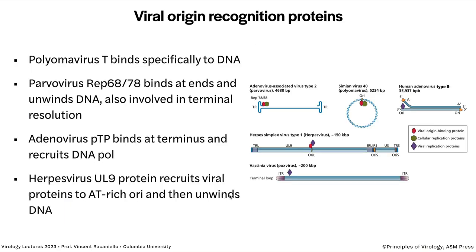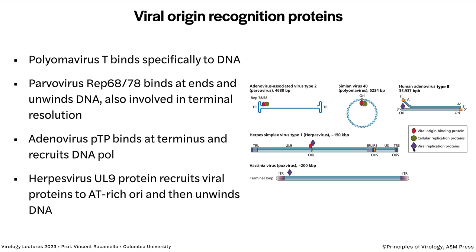Origin recognition proteins that we've talked about include the large T antigen of polyomaviruses, which binds specifically to DNA. There it is shown in red, and recruits the DNA replication machinery of the host cell in the form of cellular replication proteins. The Rep68/78 of parvovirus binds at the ends and unwinds the DNA and recruits the DNA synthesis machinery of the host. The pre-terminal protein of adenovirus binds at the terminus of the DNA and recruits the DNA polymerase. It's the viral replication protein there in the purple triangle.